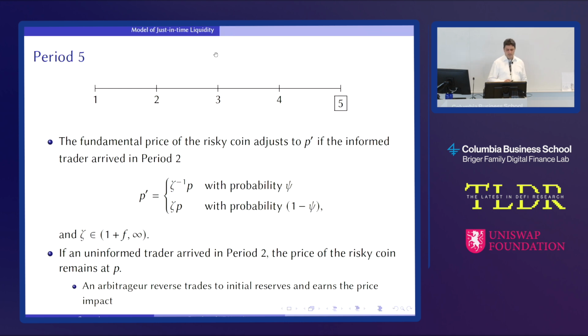Good. I mean, if instead there was an uninformed trader arriving in period 2, then there is no change in the price of the risky coin, so it remains fixed at P, so one risky coin is worth P stable coins. The reason is that even if there was a trade that moved the price, we can say that there is a reverse arbitrageur which executes the opposite trade, and therefore the price will be there, and the arbitrageur is making this money.